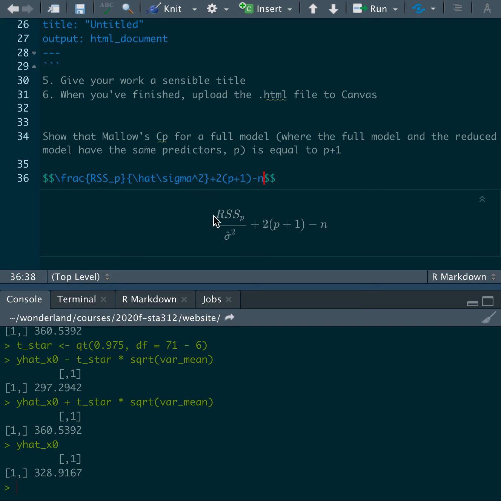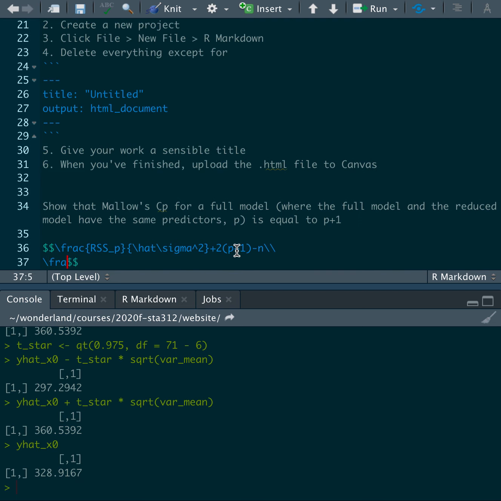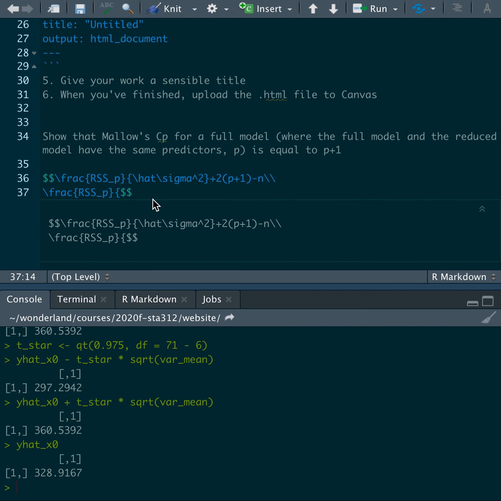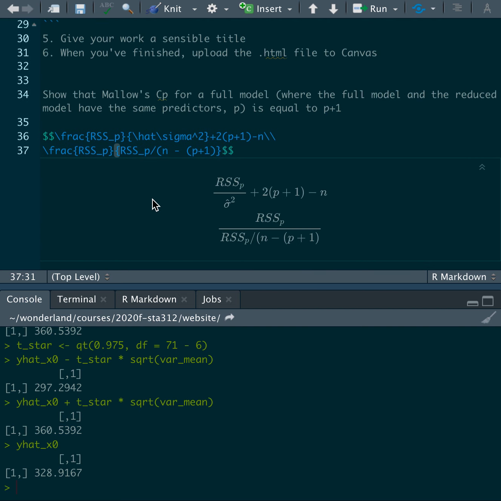So I've got this residual sum of squares p over sigma hat squared plus 2 times p plus 1 minus n. Let's plug in what sigma hat squared is. What is our estimate for sigma hat squared? In the numerator, we still have the residual sum of squares p. In the denominator, we can estimate sigma hat squared by taking the residual sum of squares and dividing by n minus p plus 1. That's going to be my estimate for sigma hat squared, so I'm just plugging that estimate in.